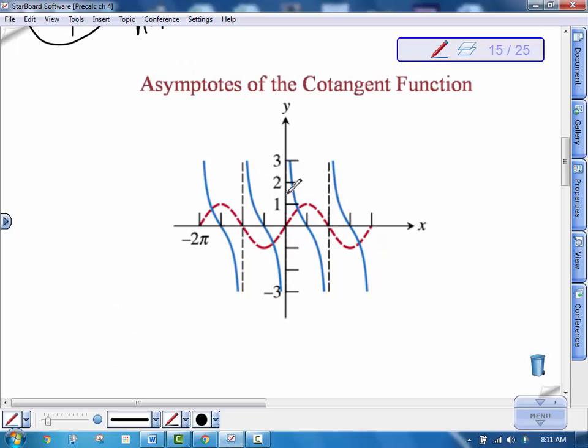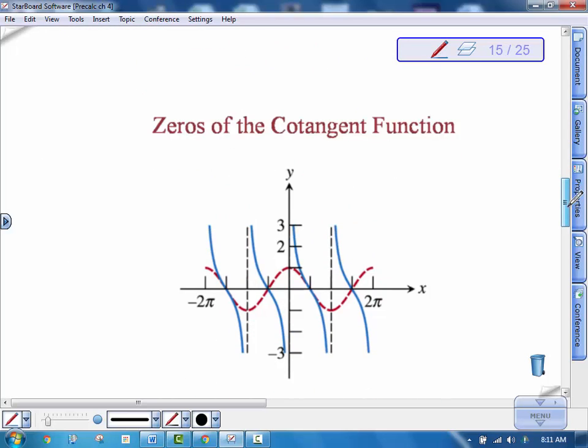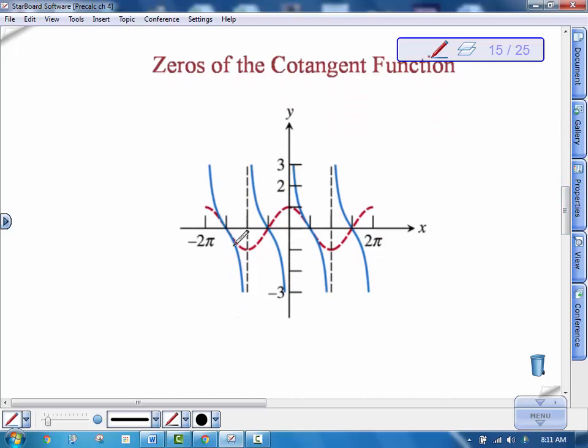So the cotangent function would be just the opposite because cotangent is the reciprocal, so it would be cosine over sine. So now the asymptotes, if you graph sine, are going to be where sine is 0, as you can see. And the zeros then are going to be where the cosine is 0, as you can see.